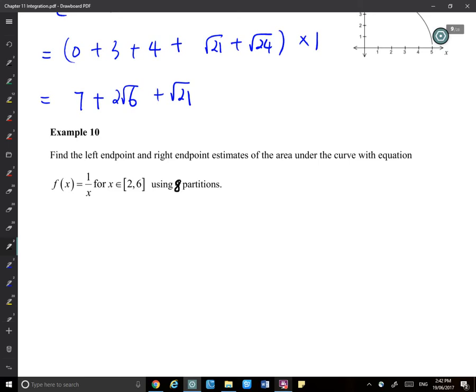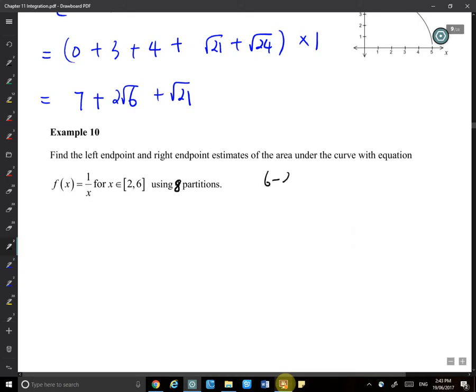Okay, I don't really need you to calculate the actual value out. But say, what does 8 partitions tell you? It tells you the width. So what's the total length for x? 4. So 6 minus 2 over 8 will give you 0.5. So actually, the width is 0.5. Width equals half.